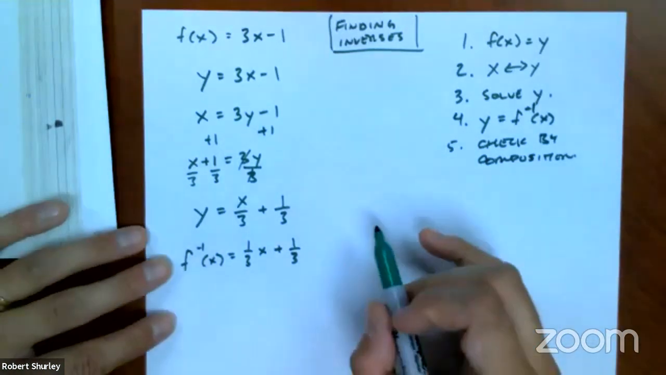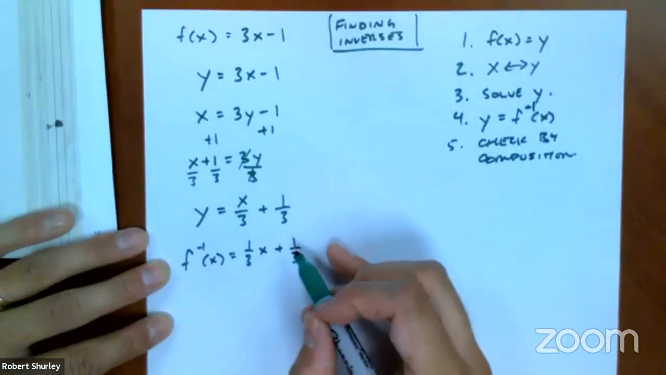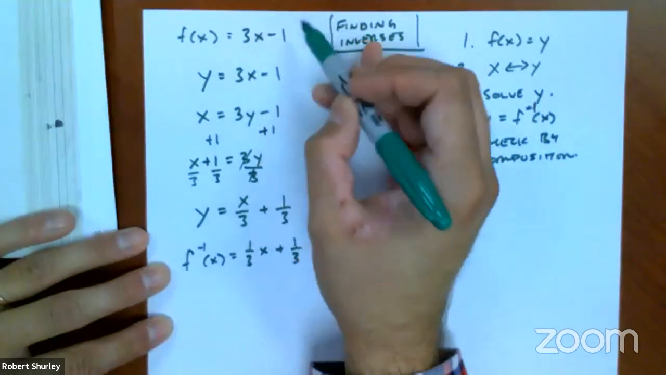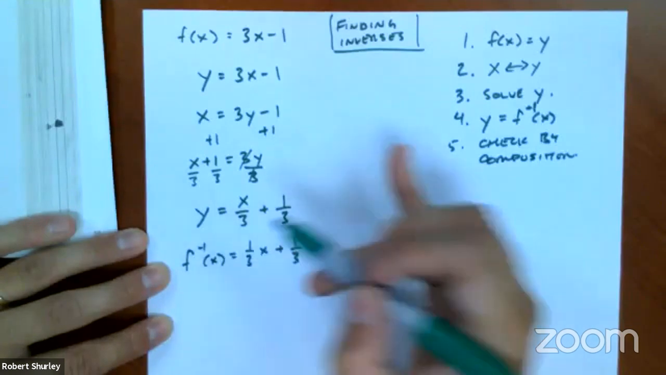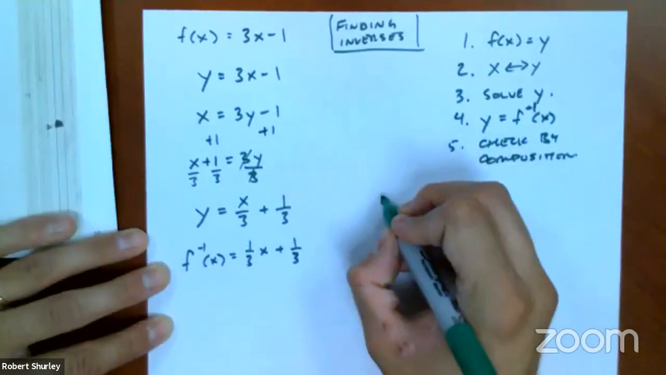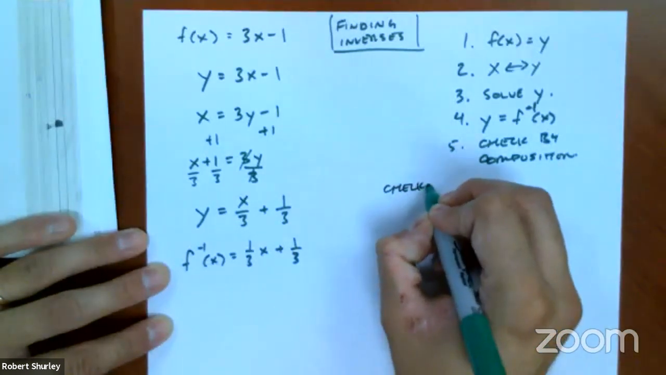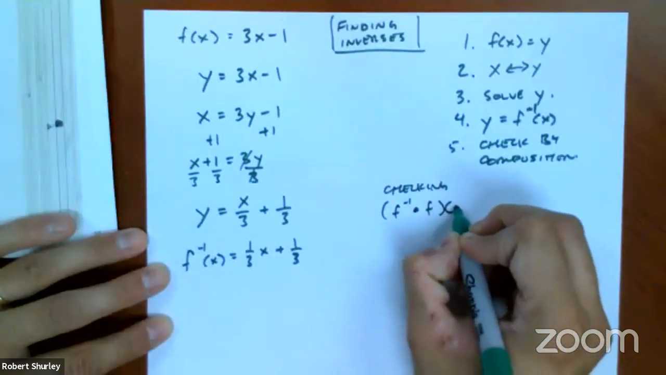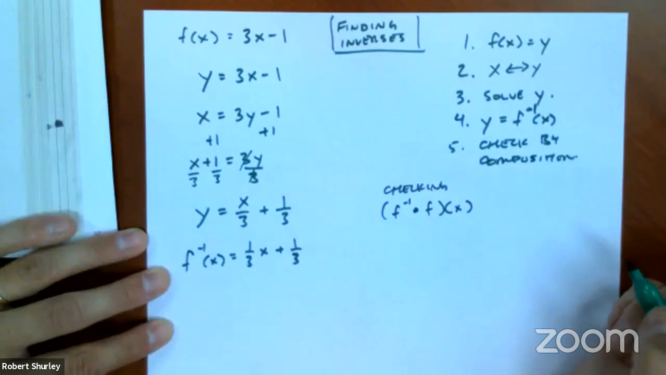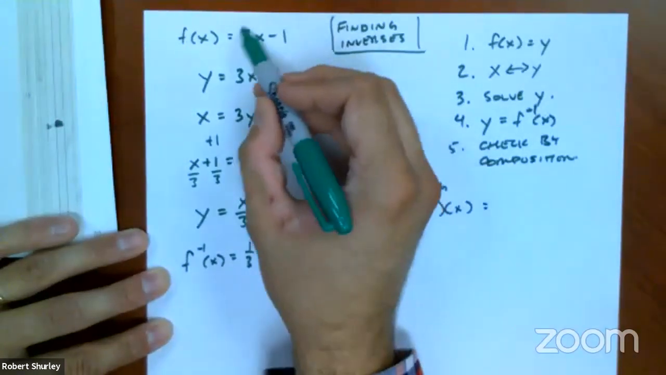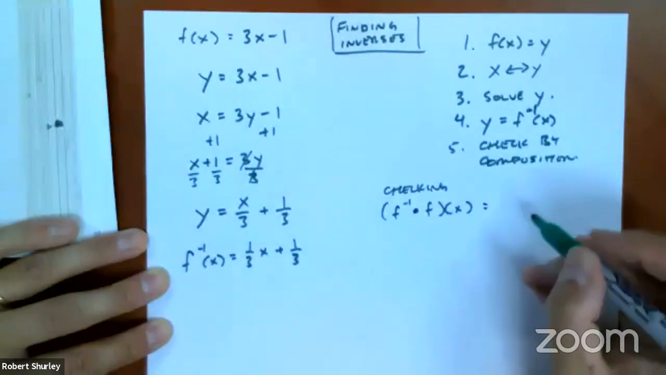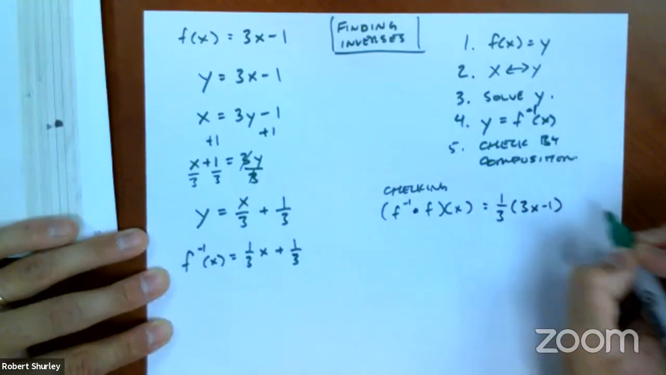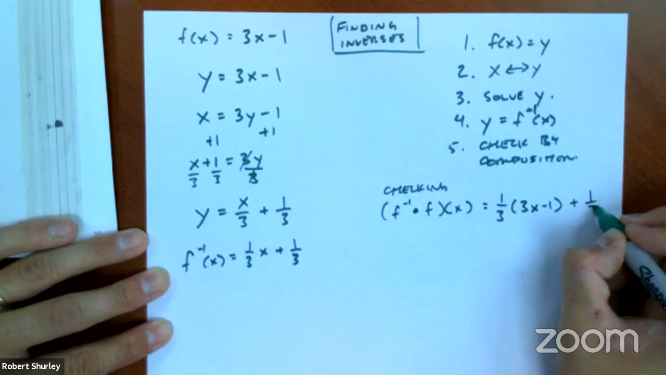So I'm going to check this now. I think it will be a little easier to plug f into the inverse here. This is me checking. I'm going to plug f into what I believe is the inverse. So I'm going to take this whole thing and plug it into that x value. So it would be 1/3 times 3x minus 1 plus 1/3.